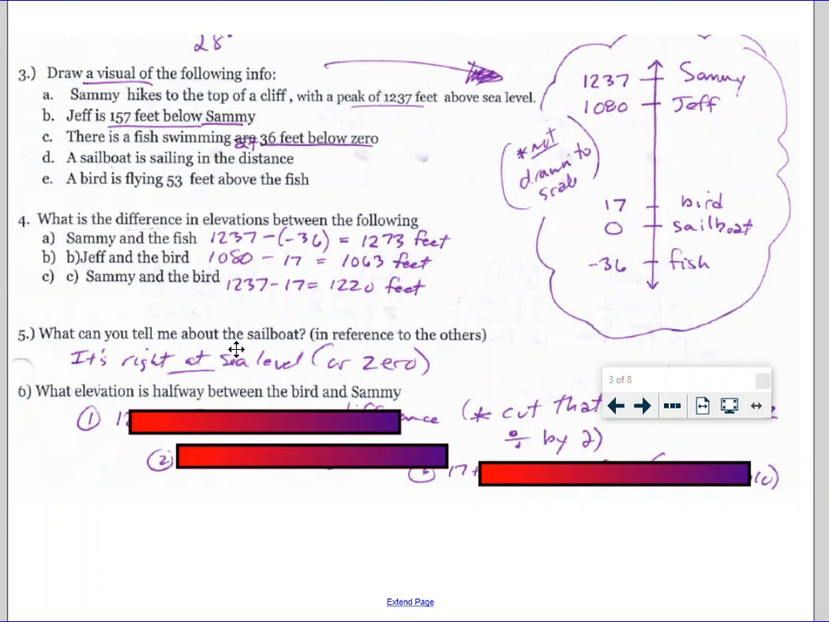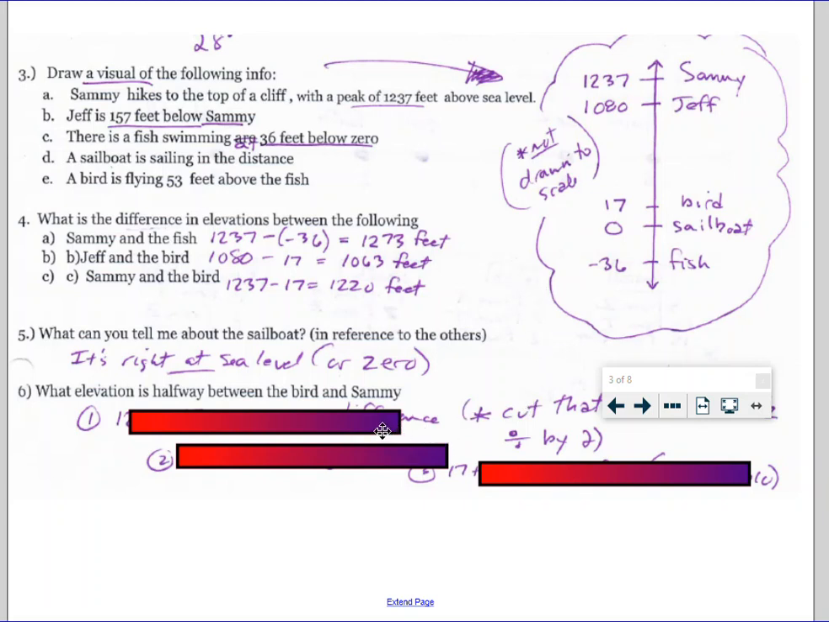The 6th one, what elevation is halfway between the bird and Sammy? There's two ways to do this. The easier way would be just to add up Sammy's height and the bird's height, add those together and get 1,254, I believe. And if you divide that by 2, that'll tell you the average of them or the middle point of them. And that's one way to do it.